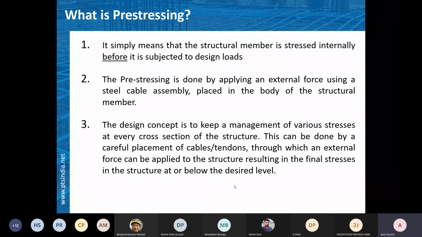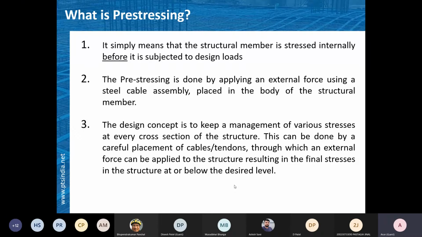In pre-stressing, we are stressing the member. We are introducing internal stresses in the member such that they get balanced when the internal stresses due to the external loads, that is service loads, come on that particular member. So we are inducing this before the member is subjected to design loads. That is the meaning of pre-stressing.